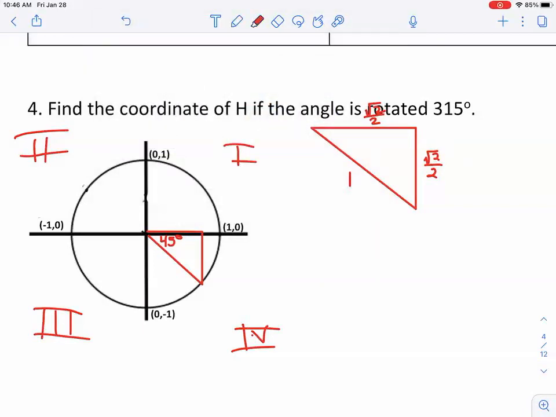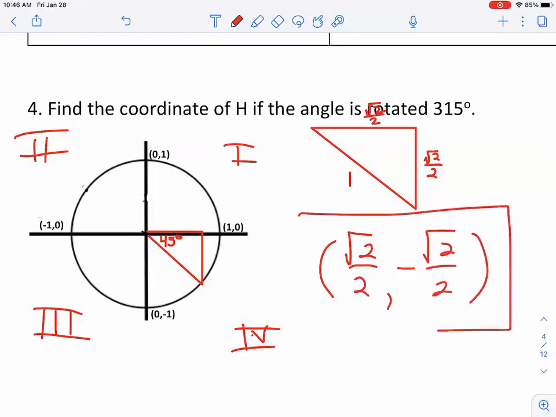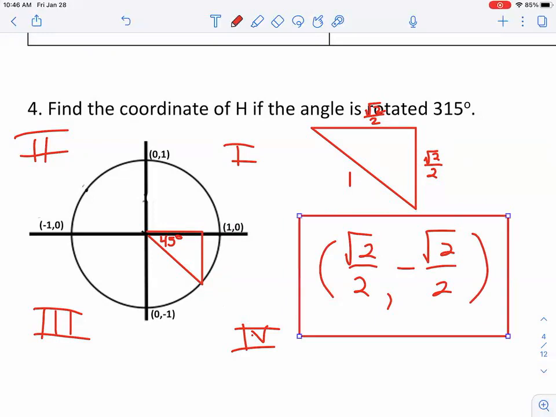So if we're looking for the actual coordinates down here, we're going to go to the right root 2 over 2 and down root 2 over 2, meaning its coordinates, our x value is root 2 over 2, and our y value is negative because we went down root 2 over 2. So that would give you the coordinates of that point at 315 degrees of the unit circle.